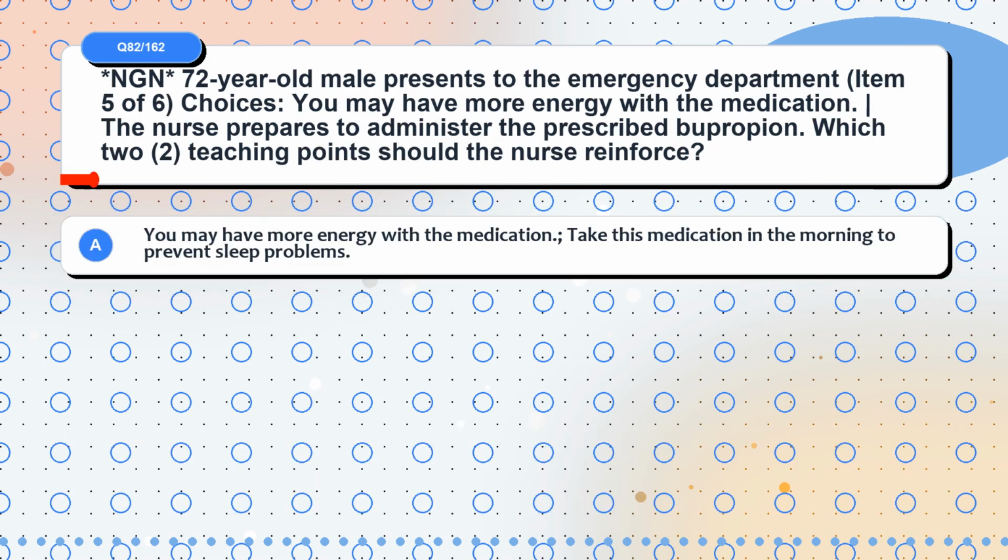Question 82. NGN. A 72-year-old male presents to the emergency department. Item 5 of 6. Choices: You may have more energy with the medication. The nurse prepares to administer the prescribed bupropion. Which two teaching points should the nurse reinforce? Here are the options. Option A, you may have more energy with the medication. Take this medication in the morning to prevent sleep problems.